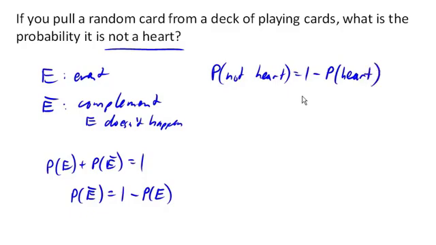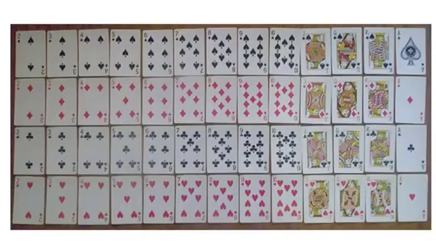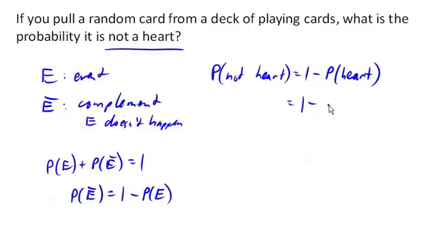And what is the probability of getting a heart? Well, there are 13 hearts out of the 52 cards in the deck, so 1 minus 1/4, and that would be 3/4. So there's a 3/4 or 75% probability of not getting a heart, and these are complementary events.